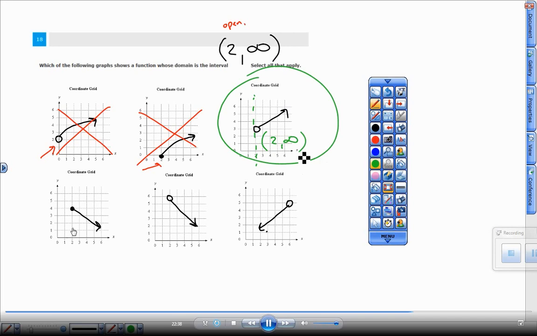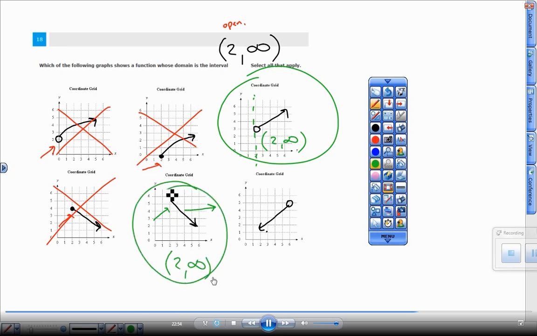This one, even though it's going to positive infinity, has a closed circle, does not apply. This one, open circle on that left boundary 2, it is going to the right in terms of left or right component. That is positive infinity. That one applies. And then this one is no good.